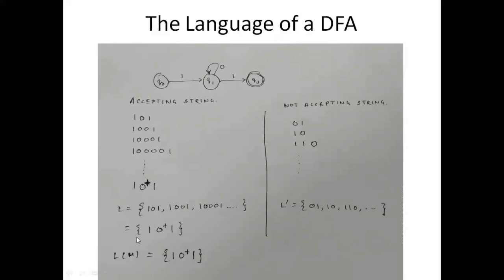To represent it in generalized form, I can write 1 and any number of zeros, more than one number of zeros, and at the end 1. So we have a generalized form like 1 0 plus and 1.